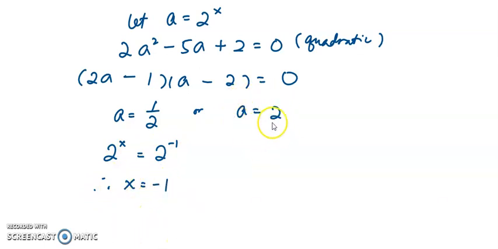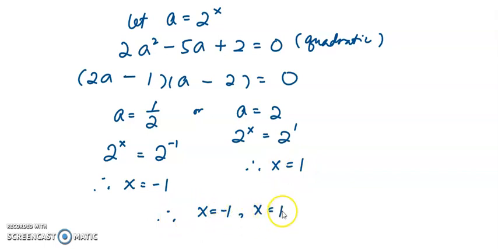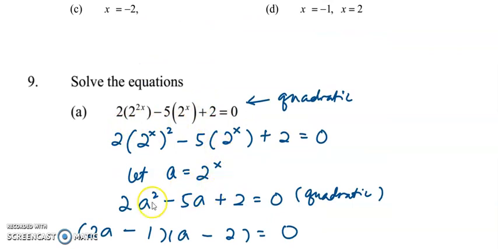And for the second solution from the quadratic equation, you substitute back a as 2 power of x equals 2. So 2 can actually be written as 2 power of 1. The same thing happens because we have the same base at both sides. Now to solve for x, we can compare both sides and you get x equals 1. So in conclusion, you get two answers for this question. One is x equals negative 1, the other one is x equals 1. Both satisfy this equation.